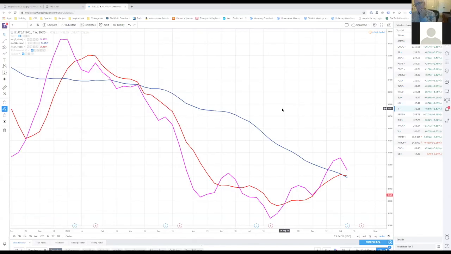AT&T, it's been in a bear market for a long time. But guess what? Just like the utilities, something funny is happening here at the end. It's time to explore that.